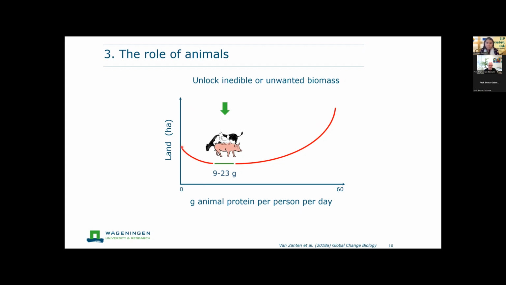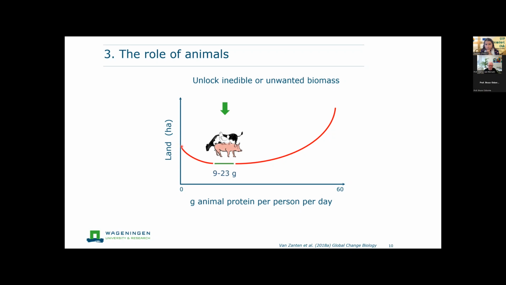But it is not true that absolutely no animal protein leads to the lowest land use or the lowest nitrogen use or the lowest phosphorus use. Indeed, the minimum is probably at a very modest level of animal protein consumption, around 10 to 20 grams of animal protein. That would lead to the lowest resource use and probably also lowest emissions. And that is simply for the reason that at this level, we actually make use of the straw and the residues and the grass to produce animal products that we as human beings can consume.